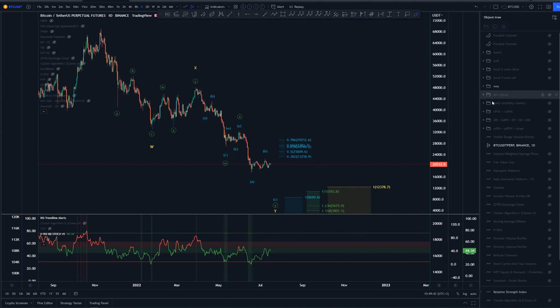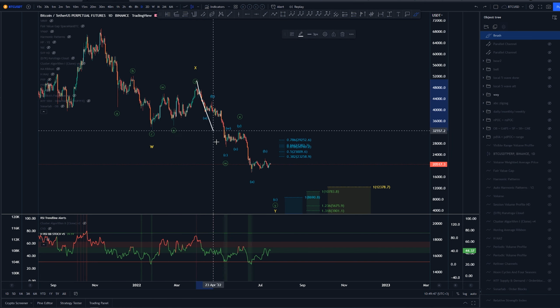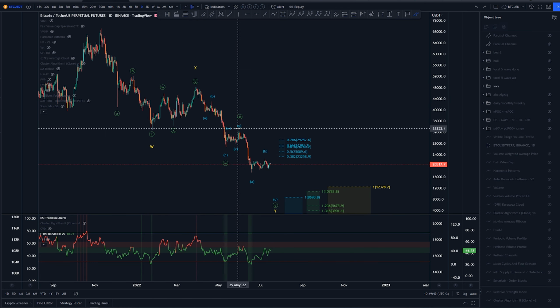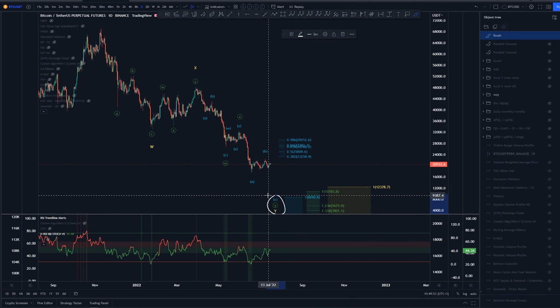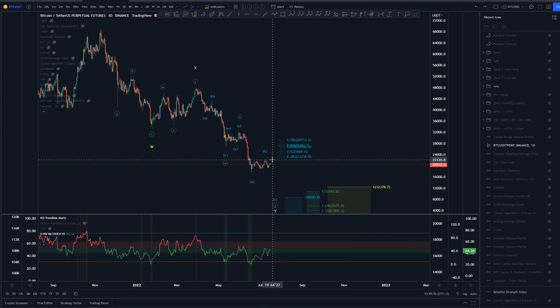Second possibility is this one, in which we have an A, B, C, WXY into X, and then again WXY into wave Y. At the moment we've created A, B, and looking for that C wave for that wave Y to complete. This is still my main, although we have had some signs that we're going to get more bullish in the short time frame, with other altcoins such as Ethereum. So we have to be keeping that in mind while taking a look at Bitcoin as well.